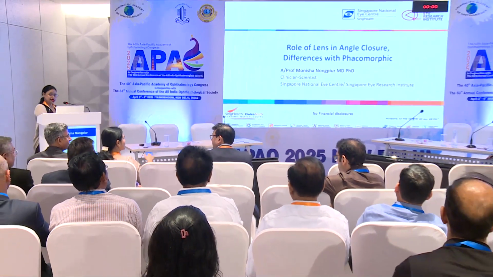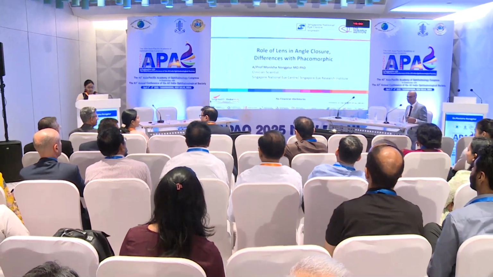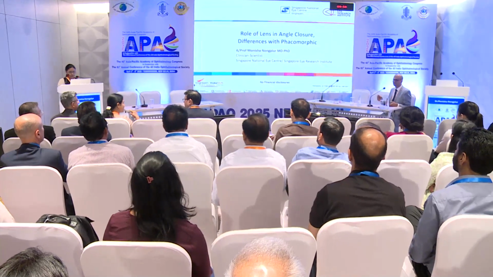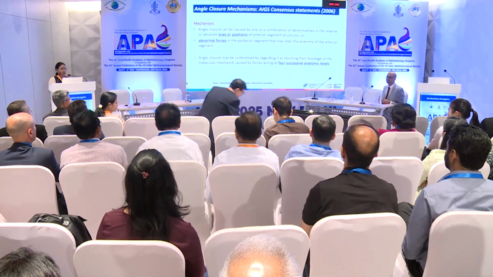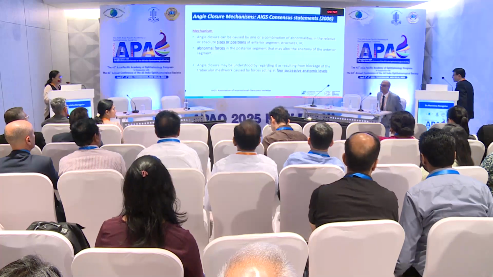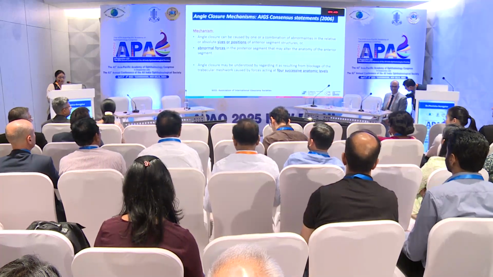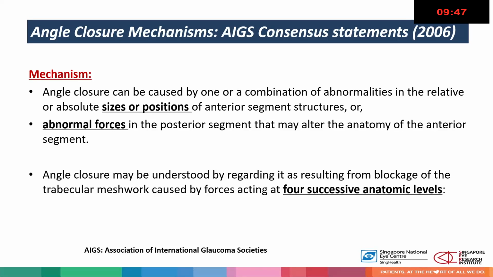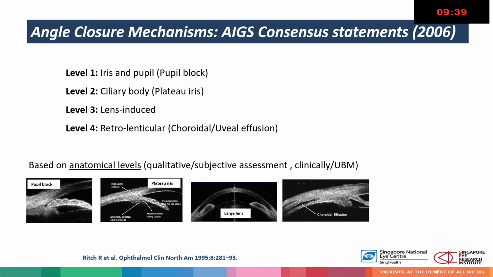Okay, so this is the other talk on the role of the lens in angle closure, differences from phacomorphic. Angle closure mechanism is based on variations in the anatomical or positional abnormalities of the anterior segment or forces in the posterior segment which affect the anterior segment parameters. And like I said, it acts at 4 successive levels. So now I'll talk of level 3, which is lens-induced.